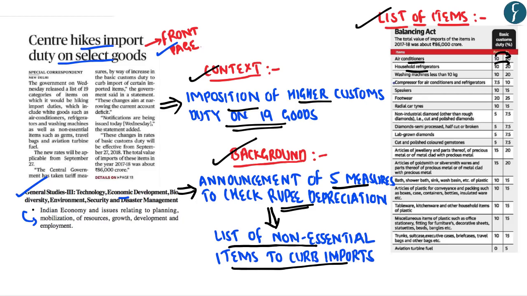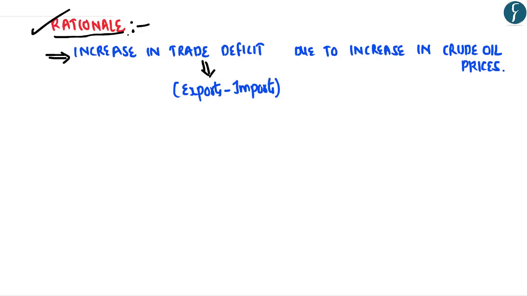Now, the list of items on which the custom duty has been increased is not important from the exam perspective. However, you will be required to understand what is the rationale for increase in the custom duty, as well as how this increase in the custom duty would benefit the government. Now let us understand the rationale for the government decision to increase the customs duty.